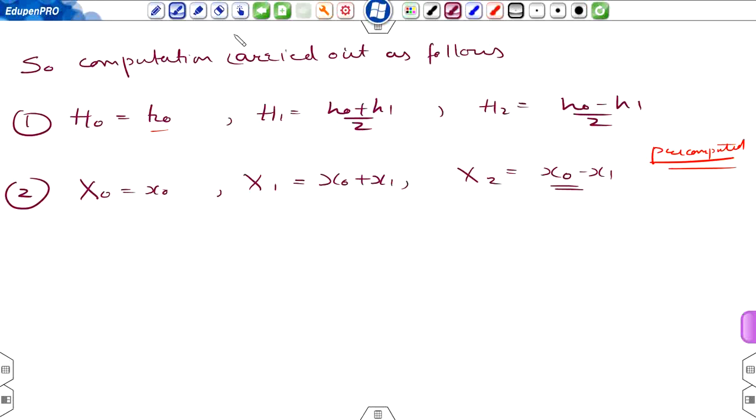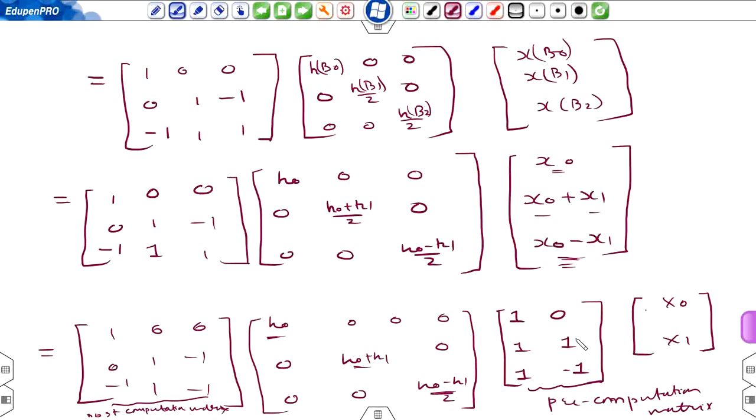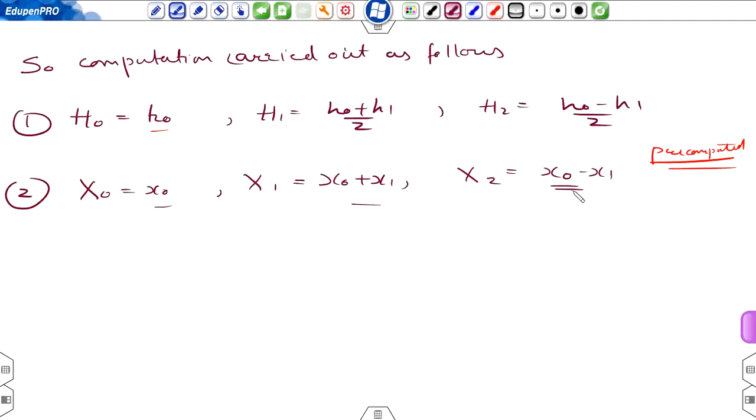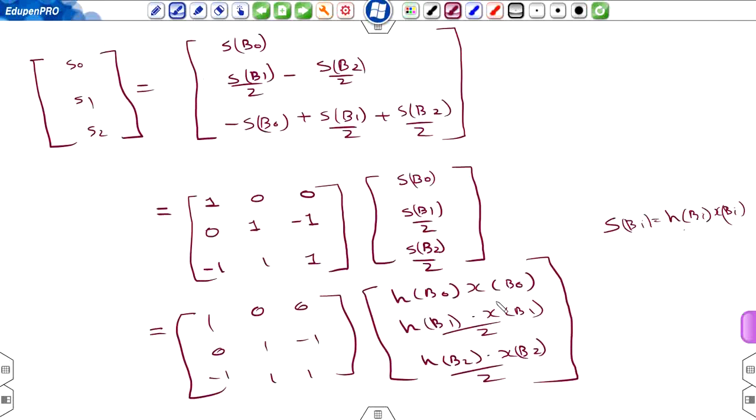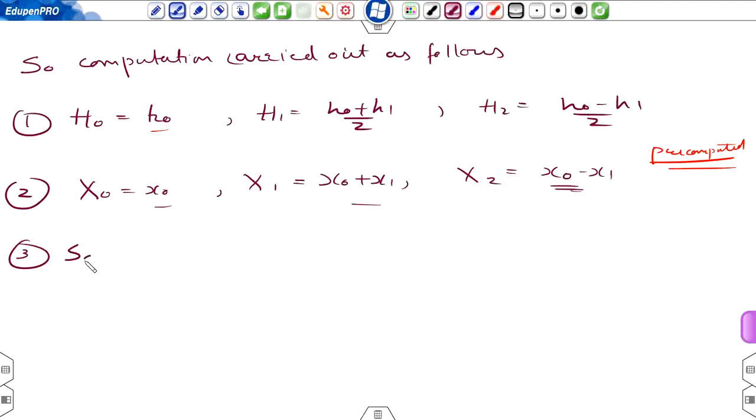Now we have to just put the values of x0 and x1. So this pre-computation matrix will generate the required result, and then we need to have the product of H of beta 0 into X of beta 0, and so we need to have the product of H of beta i into X of beta i. Okay, so S0 can be written as H0 into X0, S1 can be written as H1 into X1, and S2 can be written as H2 into X2.